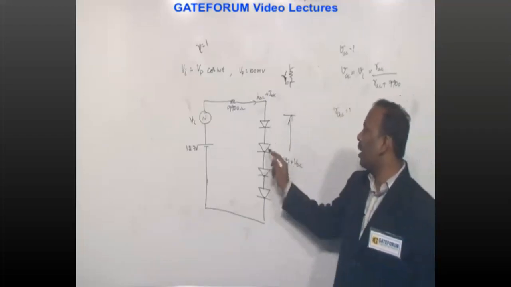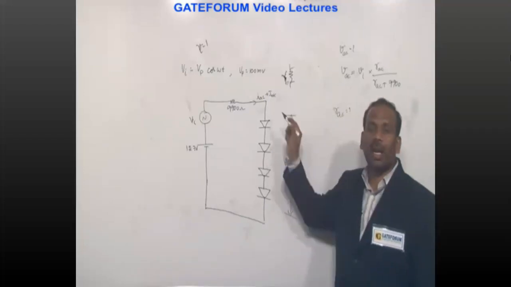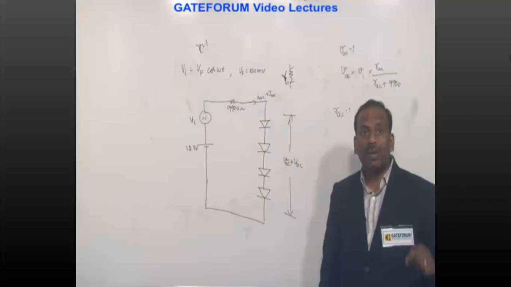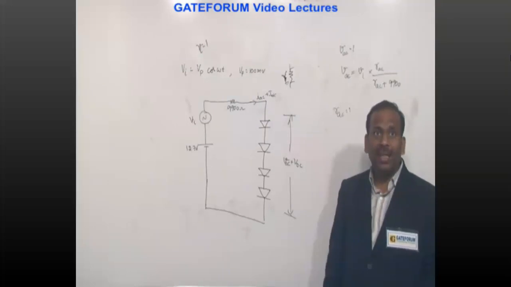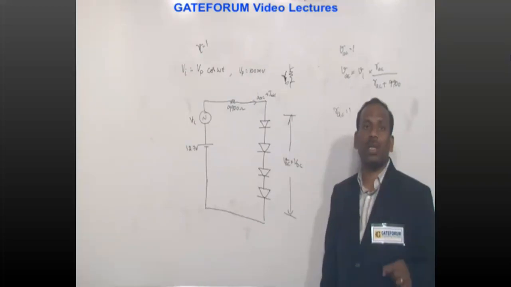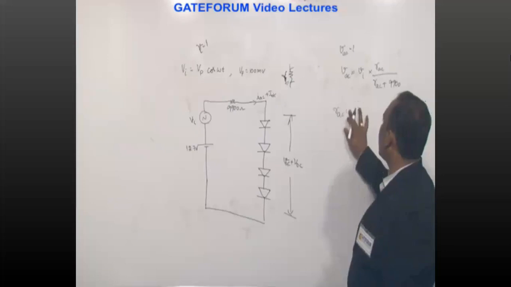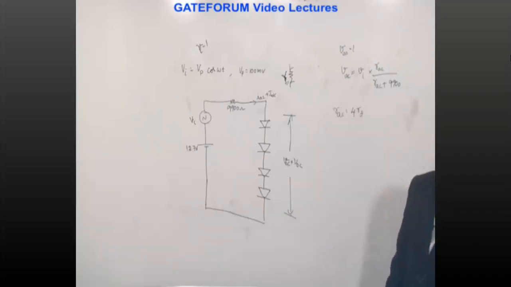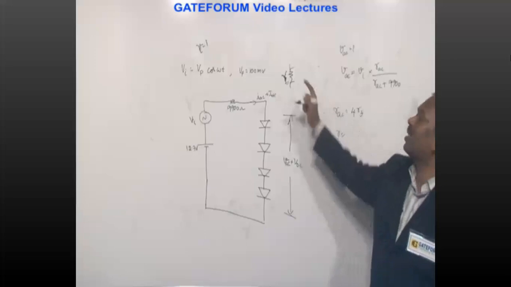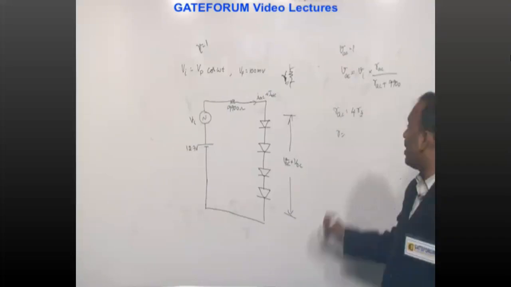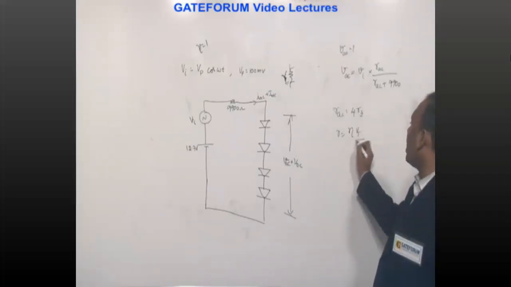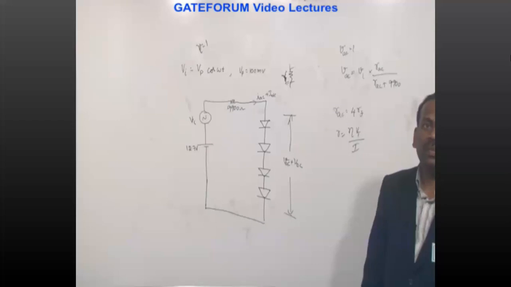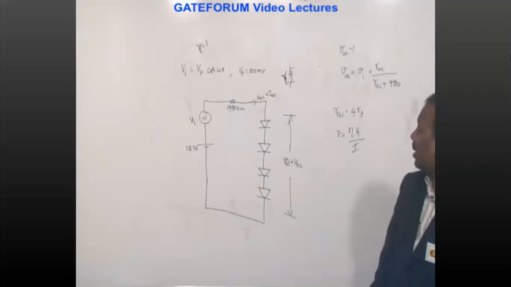So, each diode is replaced by a resistance like this. RF, RF, RF, RF. How many RFs are there? Four. And all are in series. Therefore, RF plus RF plus RF plus RF, so RAC equals 4RF. What is RF? It's an AC resistance. What is the AC resistance formula? Eta VT by I, where I is the AC current.